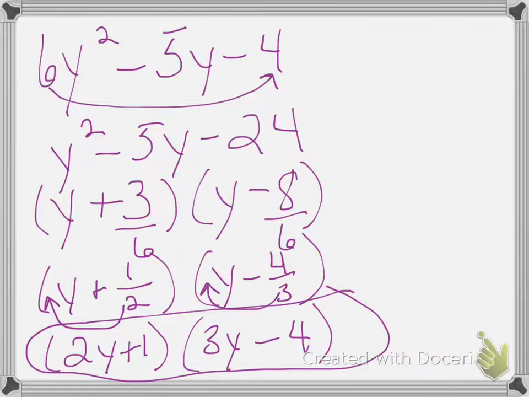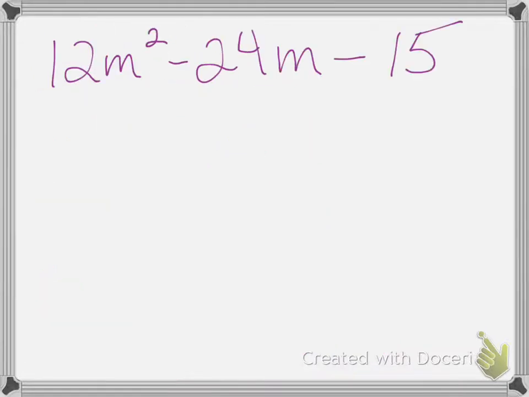Simple enough. All right, this is a multi-step one. And we're going to have to find the greatest common factor first before we do anything else. What is the greatest common factor of 12, 24, and 15? 3. Okay, so it's not complicated. It's just a number.